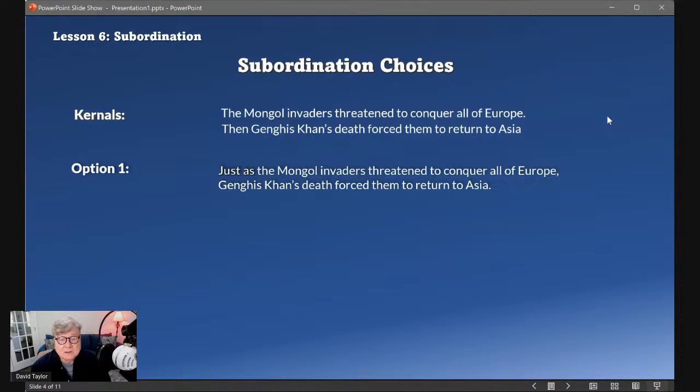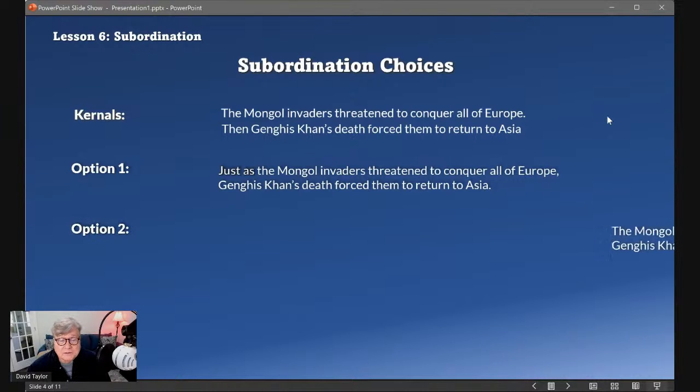We can place Genghis Khan's death in the last part of the sentence, giving it more emphasis, and making it a main clause, giving it even more emphasis. With the conjunction "just as," the Mongol invaders threatened to conquer all of Europe, and that is subordinate to Genghis Khan's death forced them to return. So you can imagine an essay or a paragraph that emphasized why the Mongol forces, which had conquered most of the known world, stopped at the conquest of Europe. It stopped because of Genghis Khan's death.